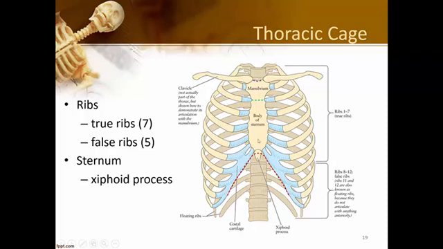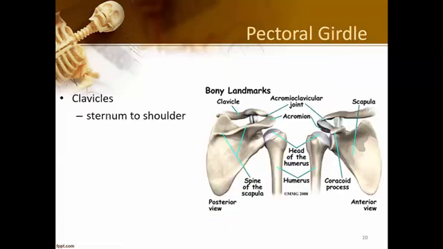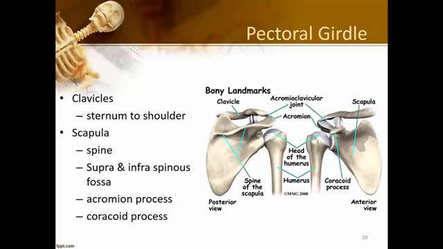The top is called the manubrium, and the little pointy part at the bottom is called the xiphoid process, and that's where your diaphragm is attached. Your pectoral girdle is essentially your shoulder, your collarbone or clavicle. You can see here, this is from the back, and this is from the front. It goes from your sternum over to your shoulder.